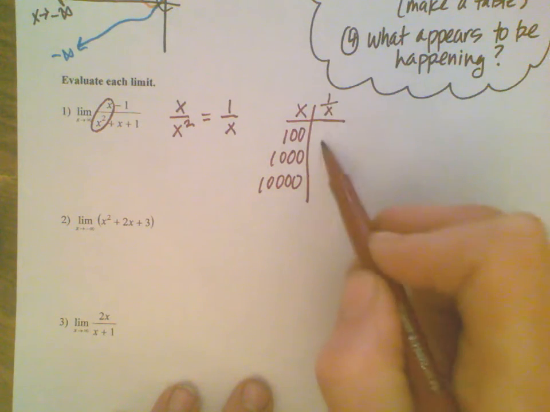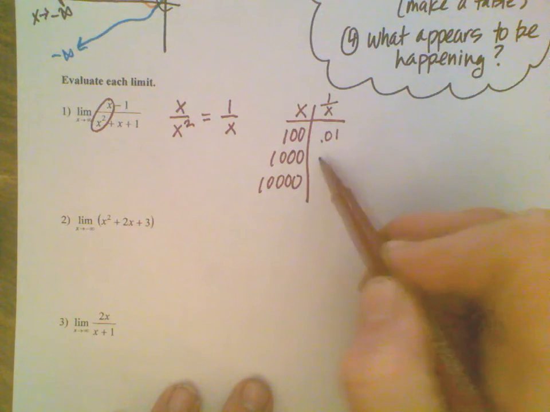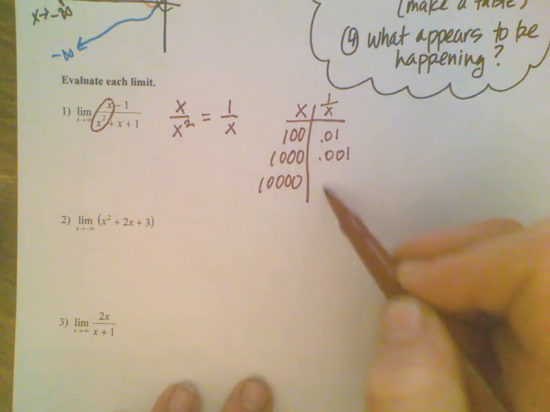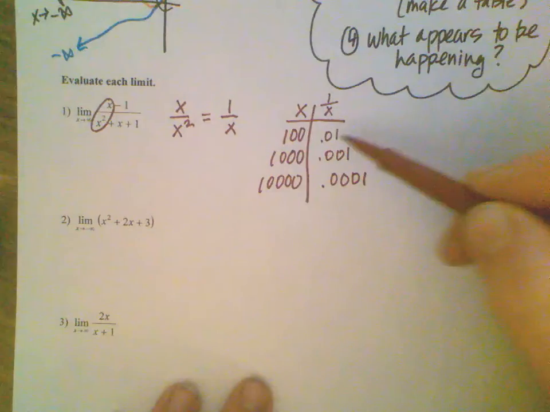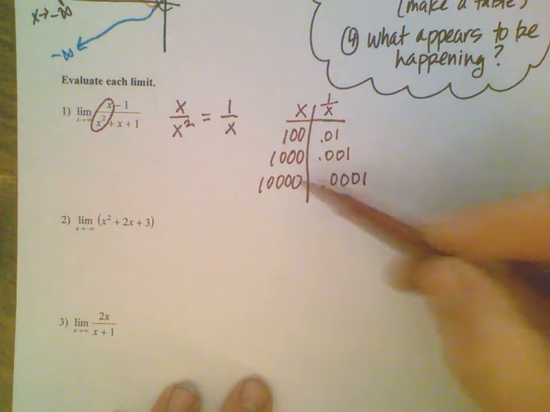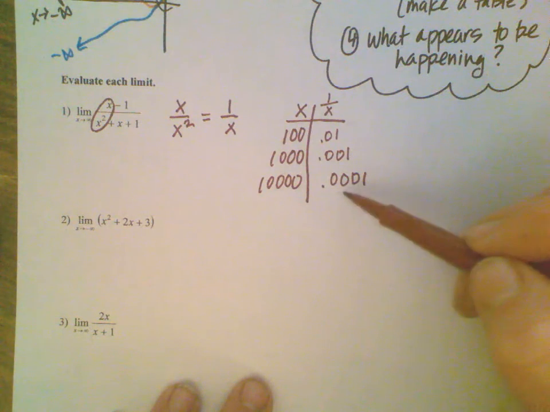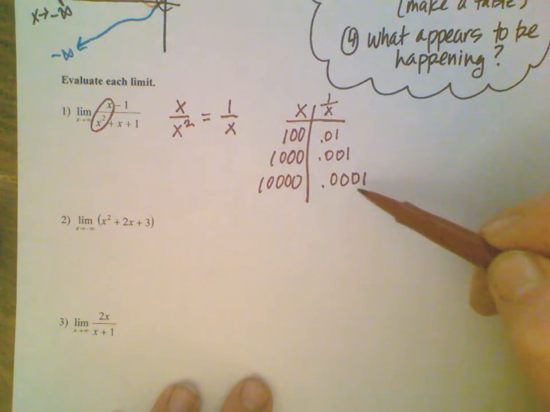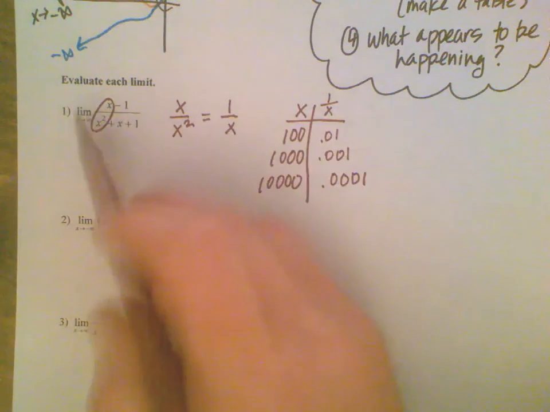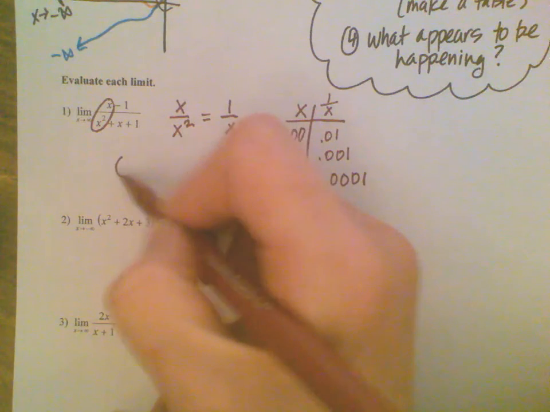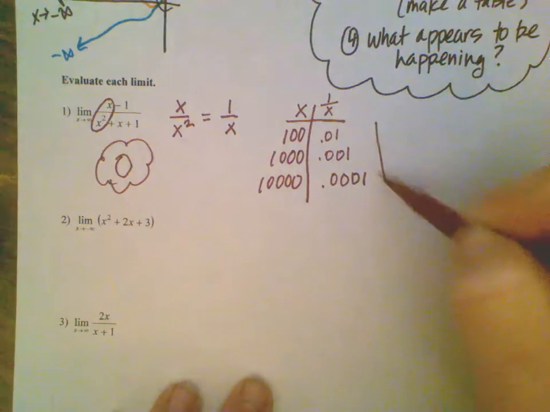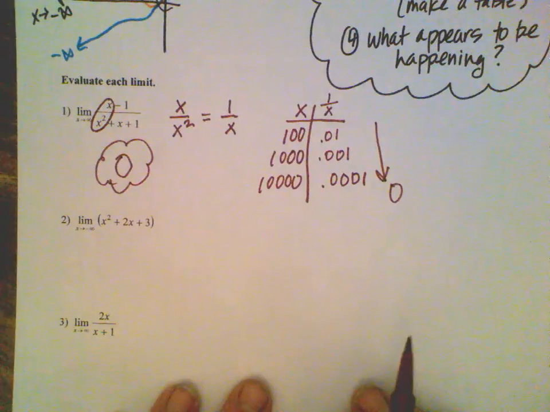Well, 1 divided by 100 is 0.01. 1 divided by 1,000 is 0.001. 1 divided by 10,000 is 0.0001. And if I were to continue doing this, getting bigger and bigger, 100,000, a million, 100 million, a trillion, I'm going to keep adding zeros before the 1, after the decimal, which means that this appears to be approaching 0. So my limit here is 0.